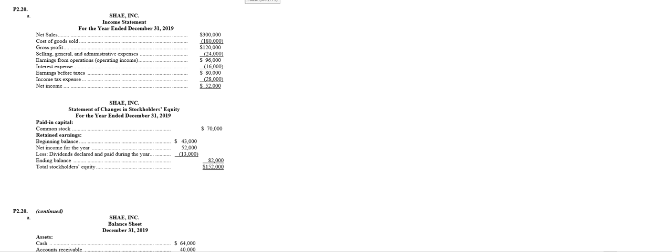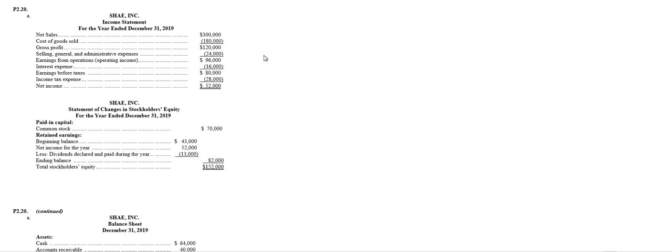Guys, we're looking at Shea Inc. This is problem 220. You'll notice that for Shea Inc., we have an income statement first, guys. That's always the statement that we usually prepare first as accountants. And notice, it's for the year ended December 31, 2019.